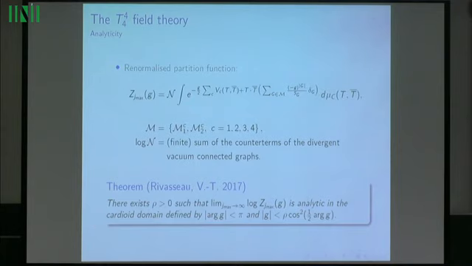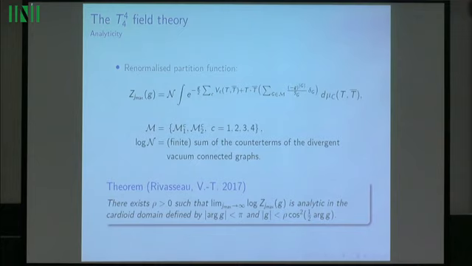So this is the result. Inside a small cardioid domain, the limit when I send the cutoff to infinity of log Z is analytic in G. G is my coupling constant, and this domain is independent of j max. Okay, so very similar to the zero-dimensional case, but of course with additional difficulties due to the divergence of amplitudes.